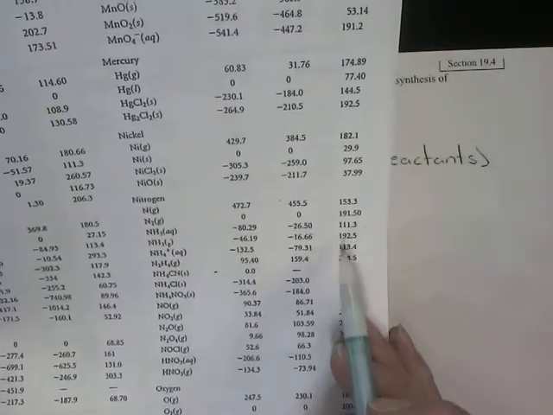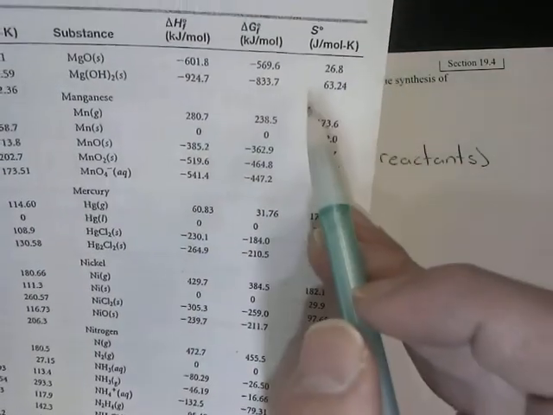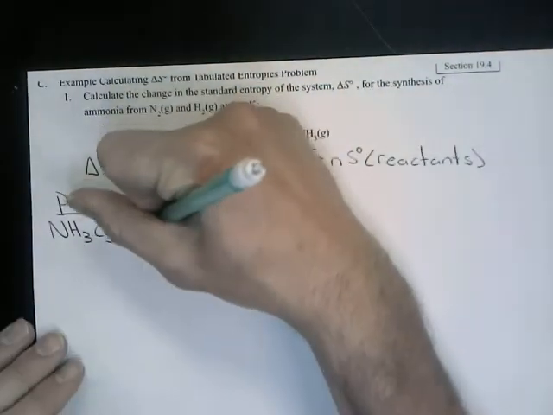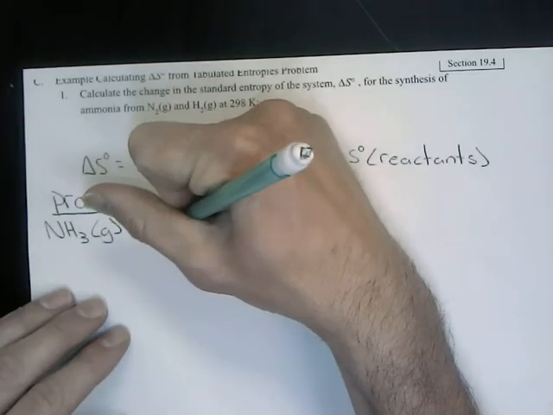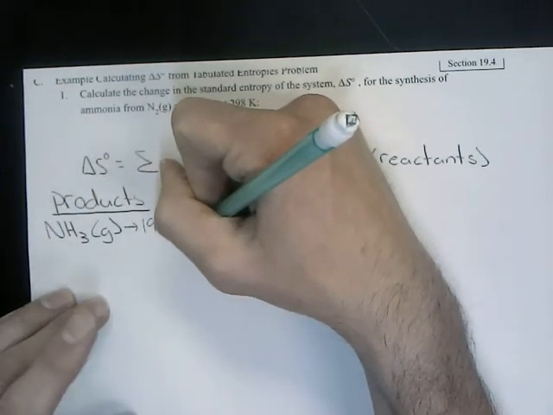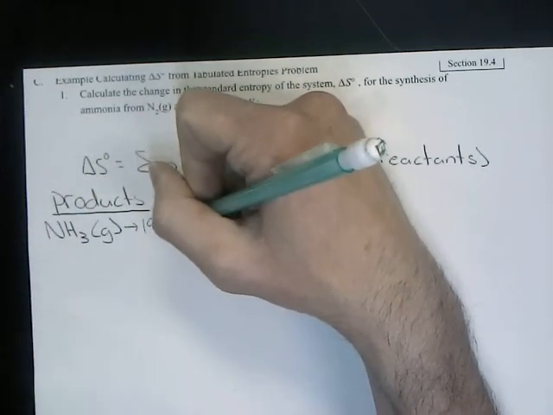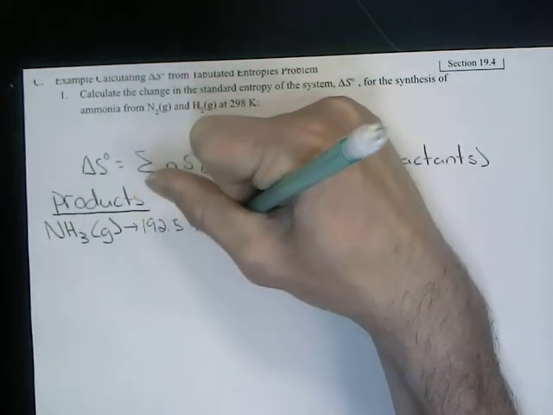So we're going to scroll all the way over. That is 192.5 joule per mole Kelvin. So again, we just looked that up in the chart. And I'll say this: remember, there is no negative entropy in these tables, okay? So we should not have that.